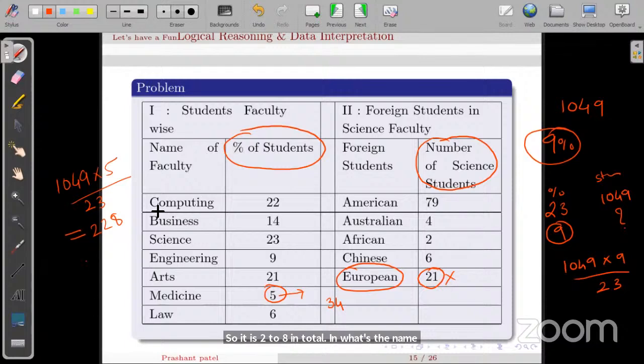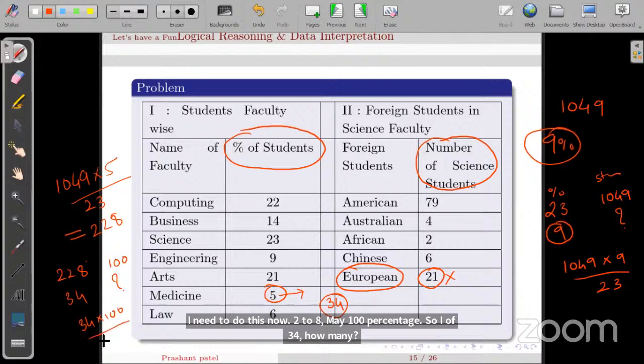ओके, 228 person है. अब उसमें से 34 स्टूडेंट यूरोपियन है, ऐसा दिया हुआ है. आउट ऑफ दिस 228, 34 स्टूडेंट्स आर यूरोपियन. सो अभी मेरे पास 100% है. सो आई नीड टू डू दिस नाउ. 228 में 100%. So out of 34, how many? So 34 multiplied by 100 upon 228. Very good.